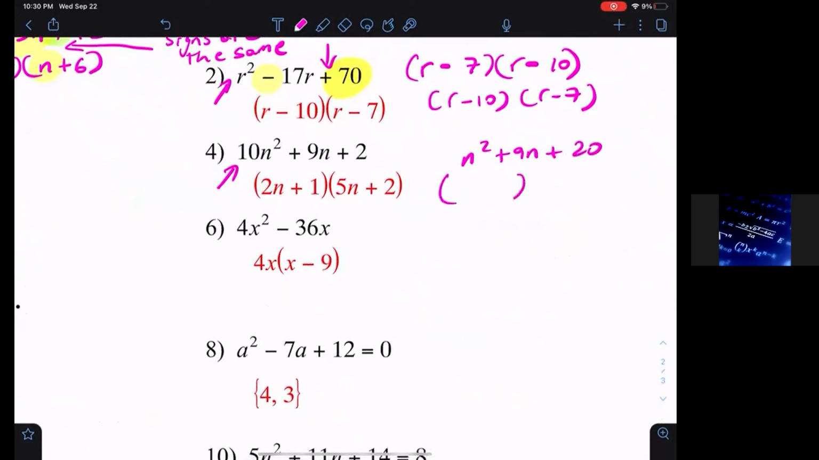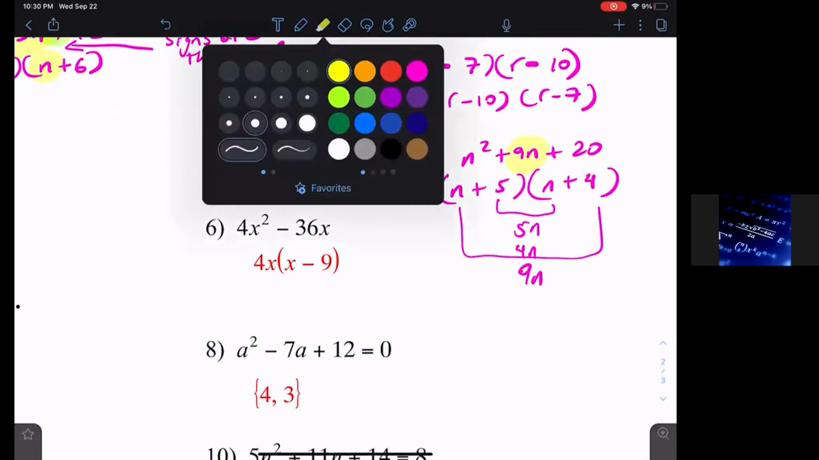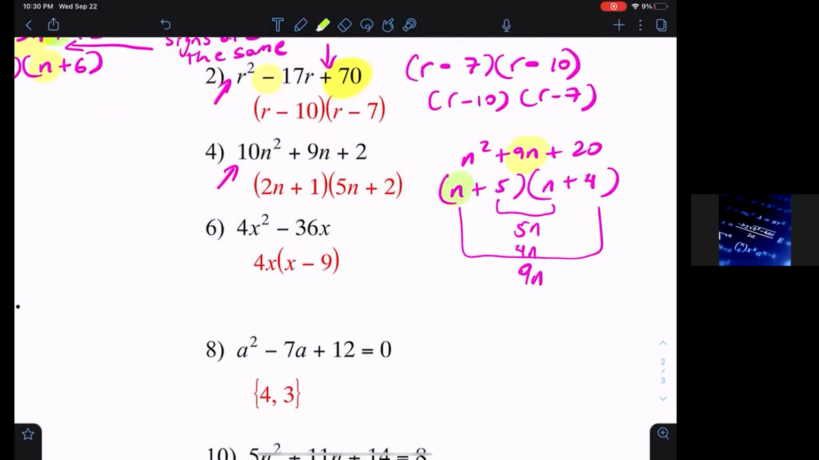So now you factor like you usually do, n plus, n plus. You need two numbers that, when you multiply, give you 20, and when you combine, give you 9. So that must be 5 and 4, right? 5 times positive 4 is 20. 5n plus 4n gives you 9n. That's the middle term. And n times n gives you n squared. Okay, so that's how you check.